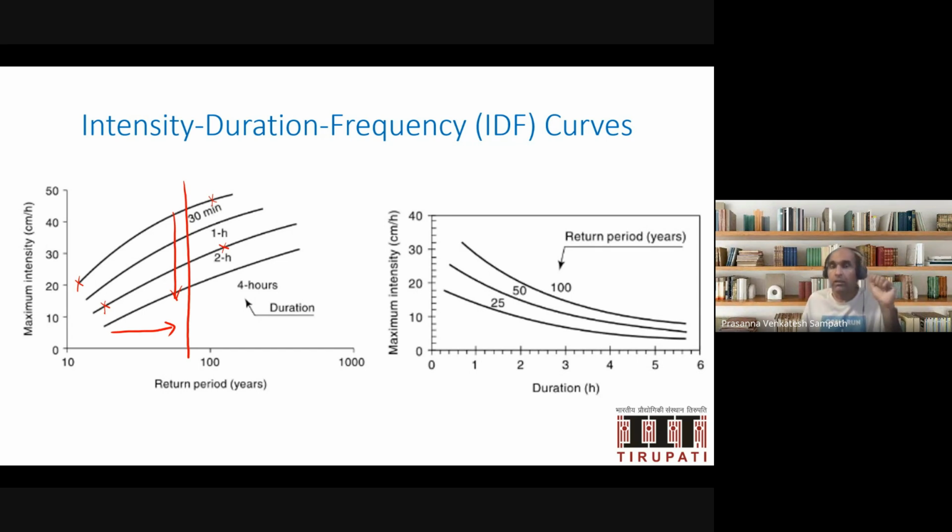What does this mean? It means that as the duration of the storm increases, the maximum intensity of rainfall will decrease, which means that if I have a very short duration rainfall event, I can have a very high intensity of rainfall. But if my duration of rainfall event becomes longer and longer, then the intensity of rainfall is likely to be lower.